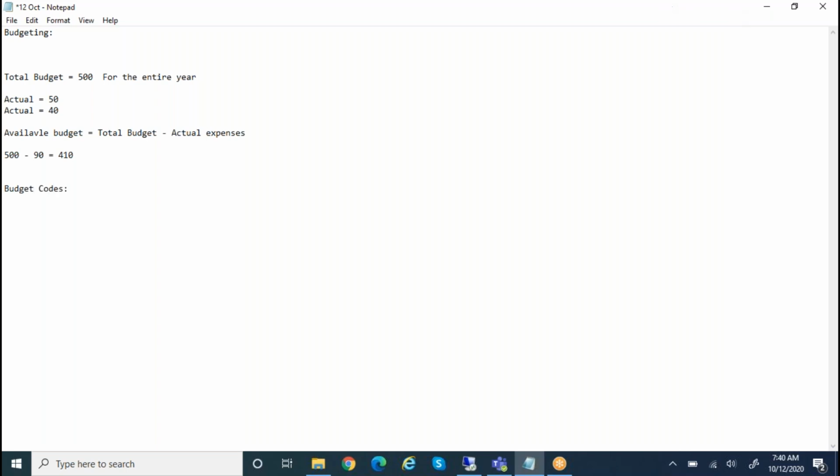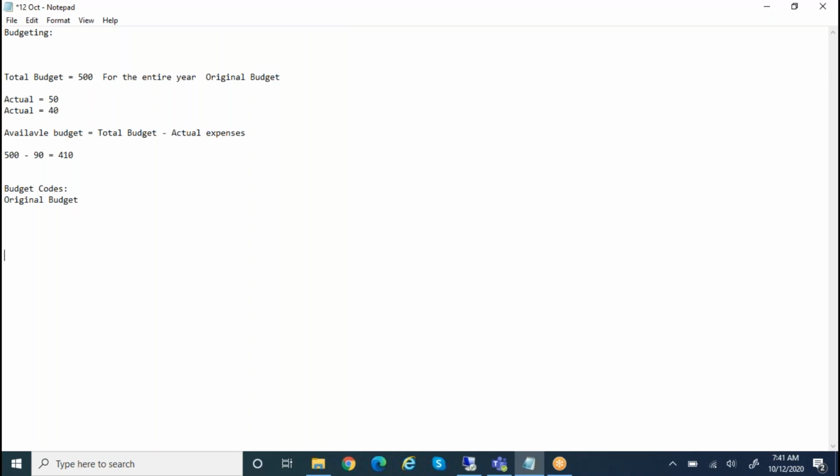There are many things we need to understand. Here I told you about the total budget. I have used the original budget. That is one code. Original budget means for the entire year, for travel expenditure I need 10 lakhs.